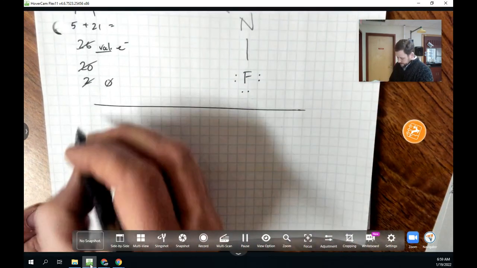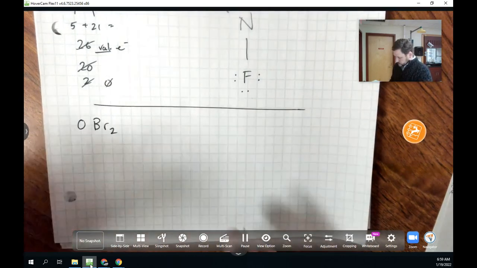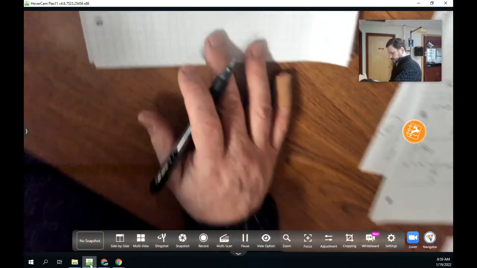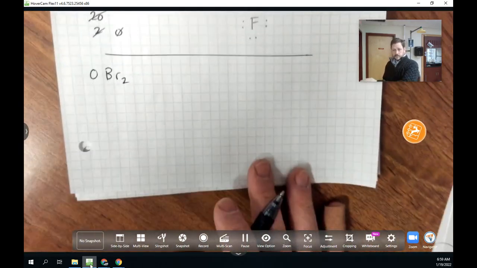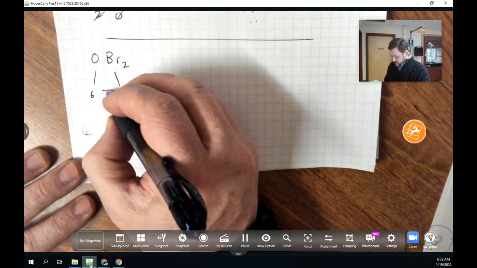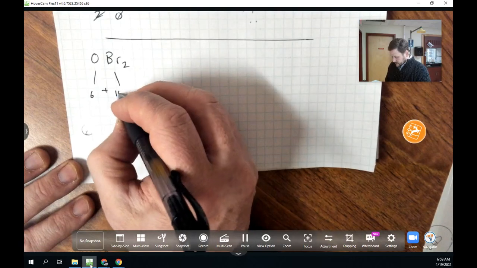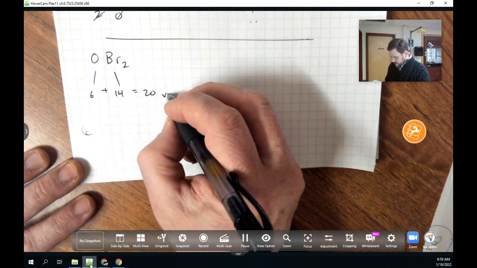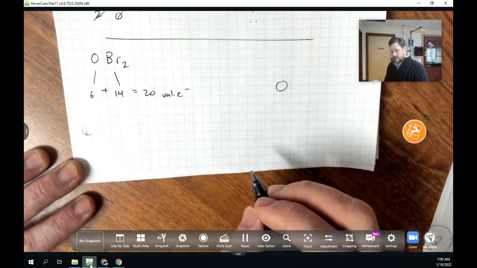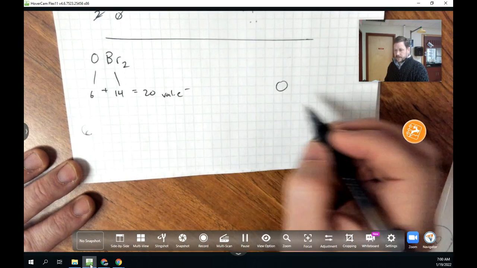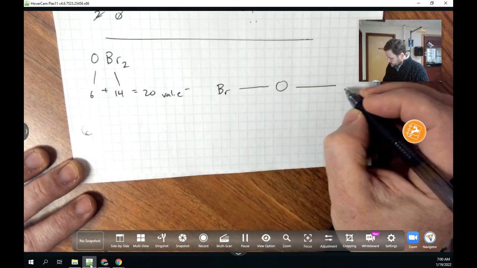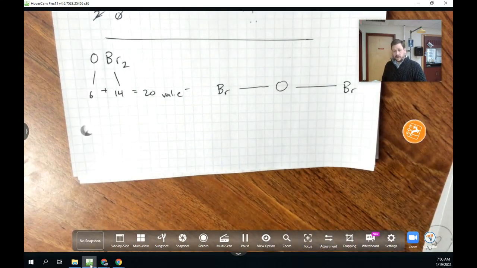Here's the next one we'll try. Oxygen dibromide. Oxygen has 6 valence electrons and bromine has 7. 7 times 2 is 14, so there's 20 valence electrons in this molecule. Oxygen is going to be the central atom because it is the least electronegative. As a matter of fact, that might be kind of hard to know without looking up electronegativity values, so that's okay if you weren't sure which one would be in the middle in this case.